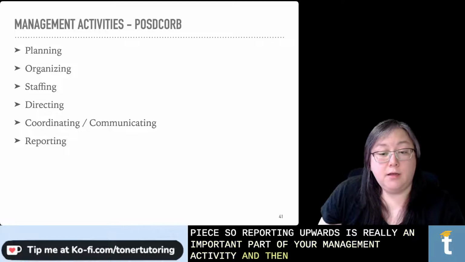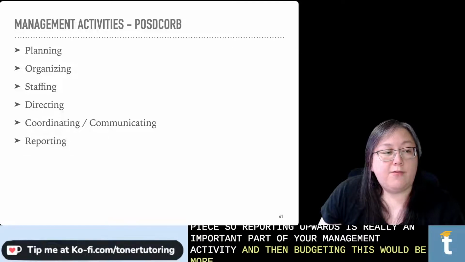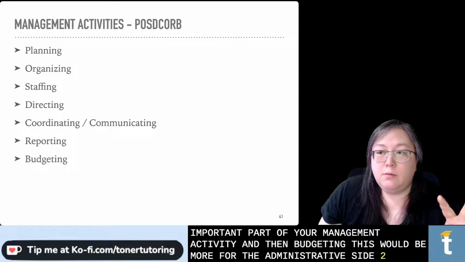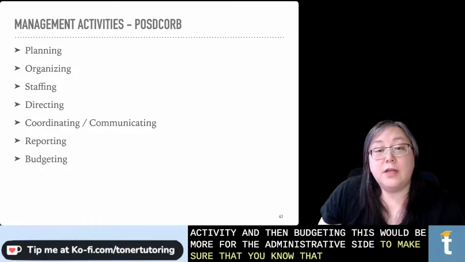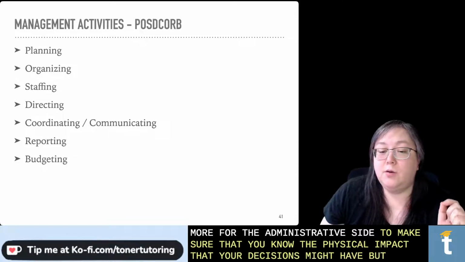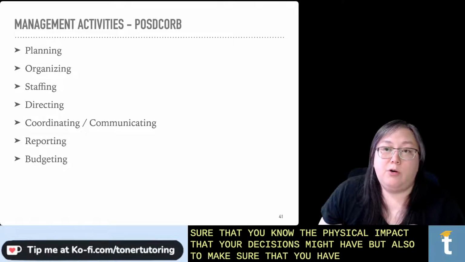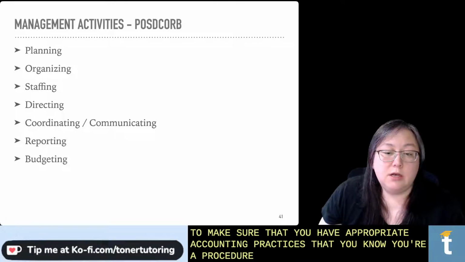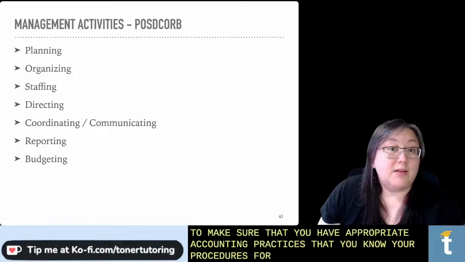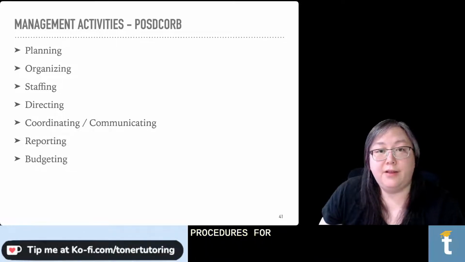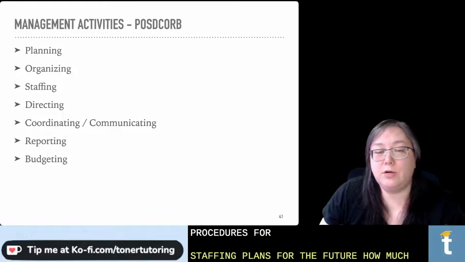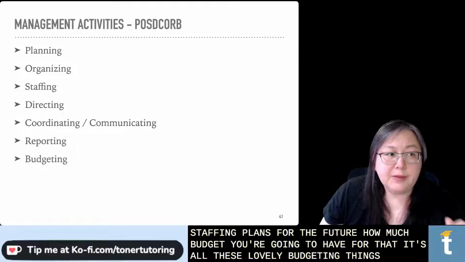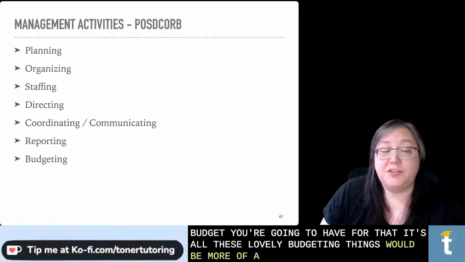And then budgeting, this would be more for the administrative side, to make sure that you know the fiscal impact that your decisions might have, but also to make sure that you have appropriate accounting practices, that you know your procedures for requesting budget, for staffing plans for the future, how much budget you're going to have for that. So all these lovely budgeting things would be more of an administrative task.